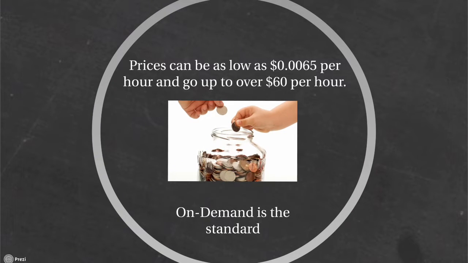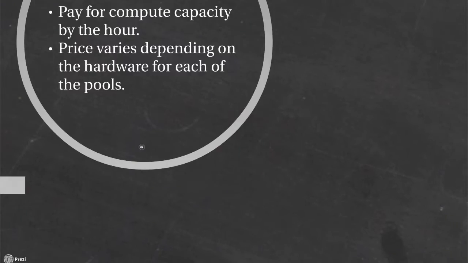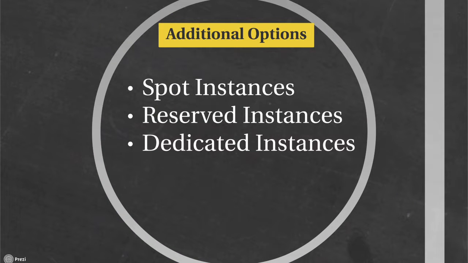If you look, you can have prices be as low as $0.0065 per hour, and other machines go up to over $60 per hour. As I said, this is the pricing structure against which the others are compared. The other three ways of buying time in Amazon's data center is through spot instances, reserved instances, and dedicated instances.